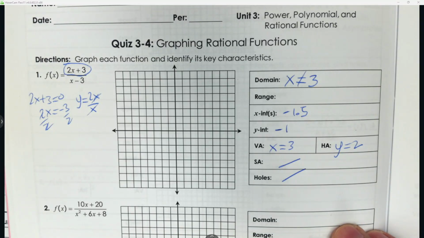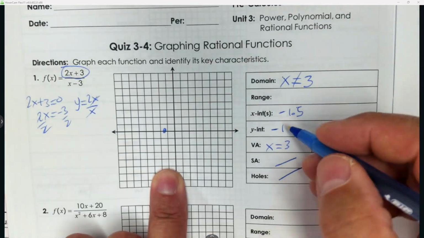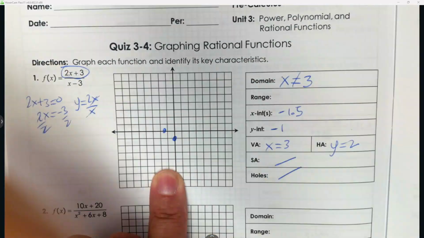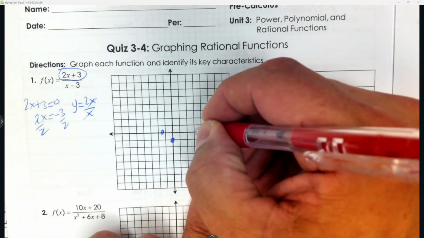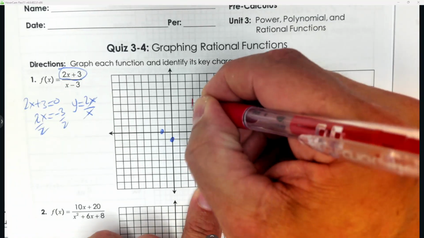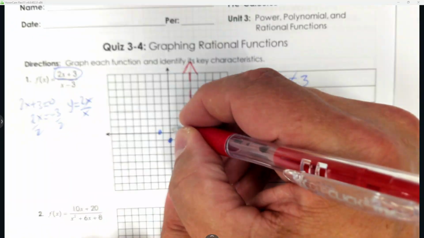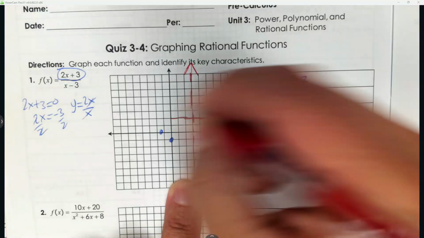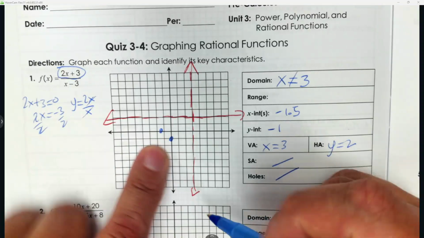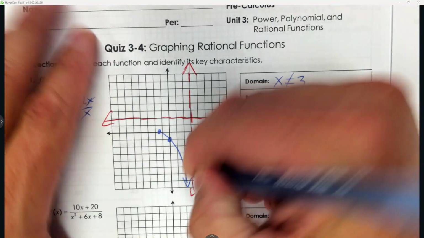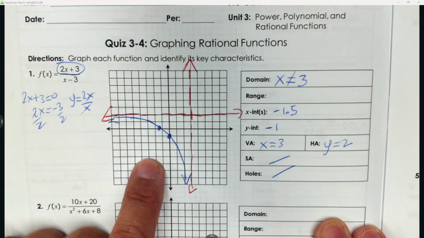So this is what we're going to graph. I'm going to start at negative 1.5. There's a point. I'm going to go to negative 1 on the y. There's a point. My asymptotes are at 3, so 1, 2, 3. There's my line, and the horizontal is at 2. There's my line. So you can already tell I need another point there, but I'm going to connect these two and then curve it and curve. So I got one curve using those 2 points.